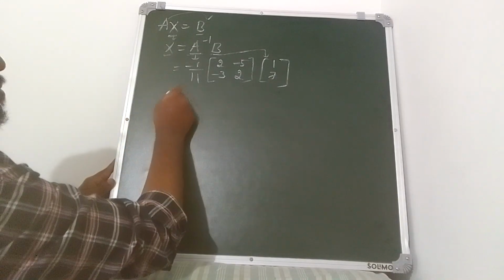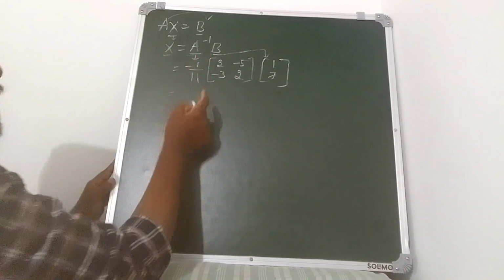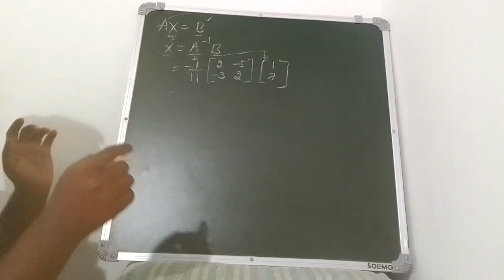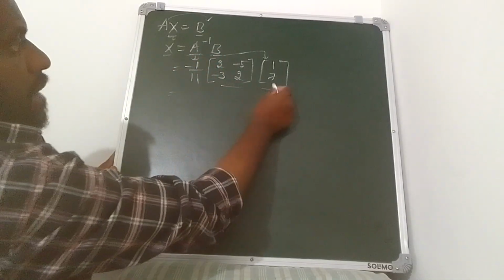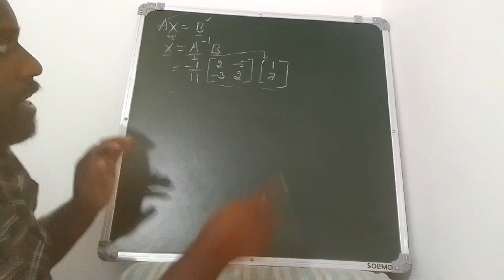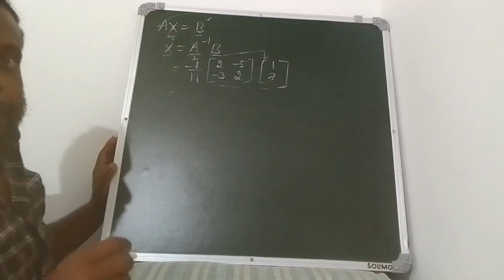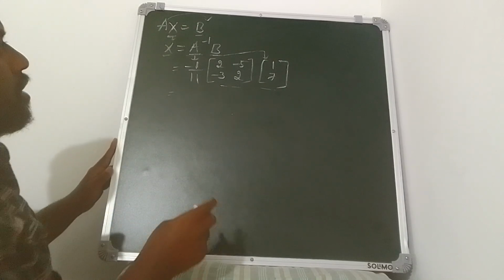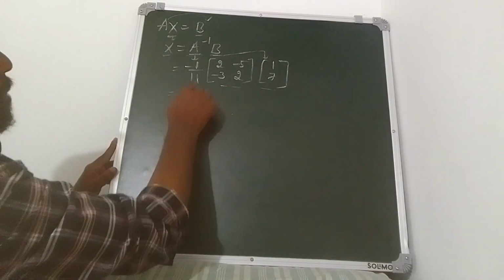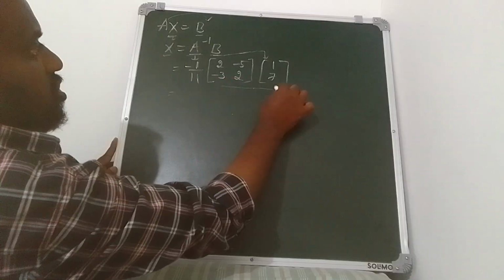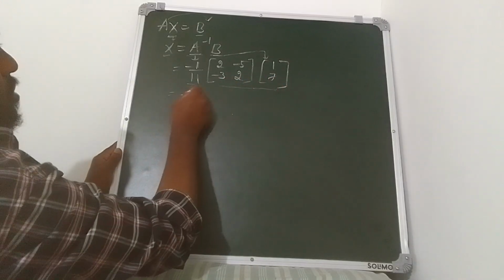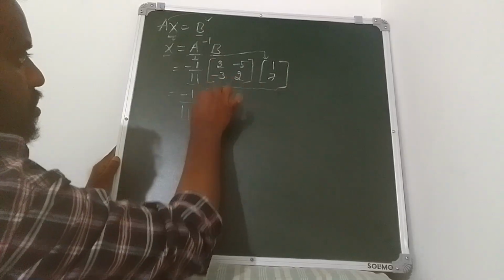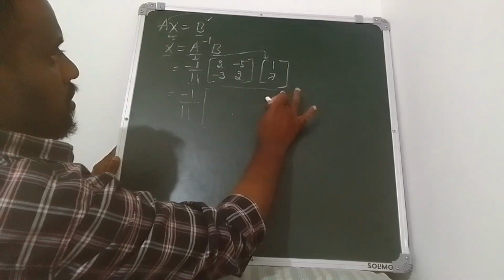See, this minus 1 by 11 is a fraction. These two are matrices. First we will multiply these two matrices. Once you multiply, then it will be easy to multiply this fraction. So I will write this as it is, minus 1 by 11. Now we have to multiply matrices. First write brackets like this.